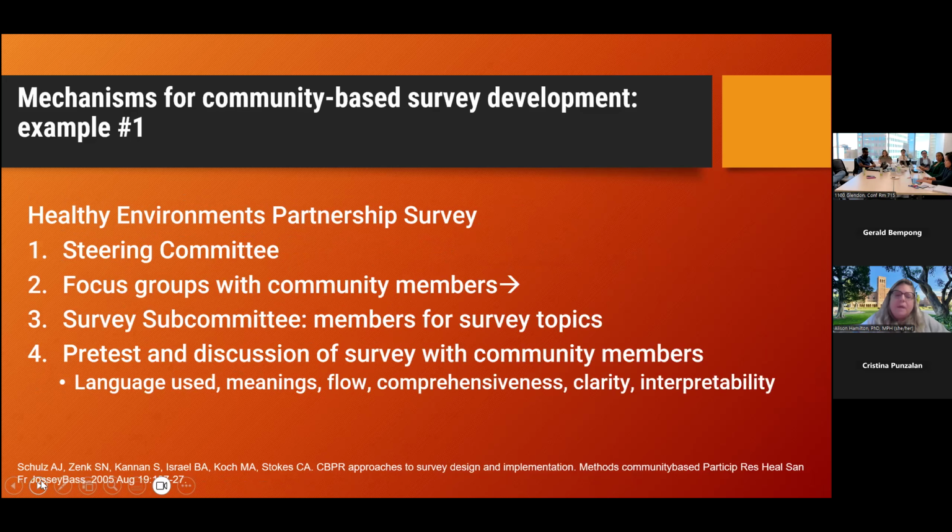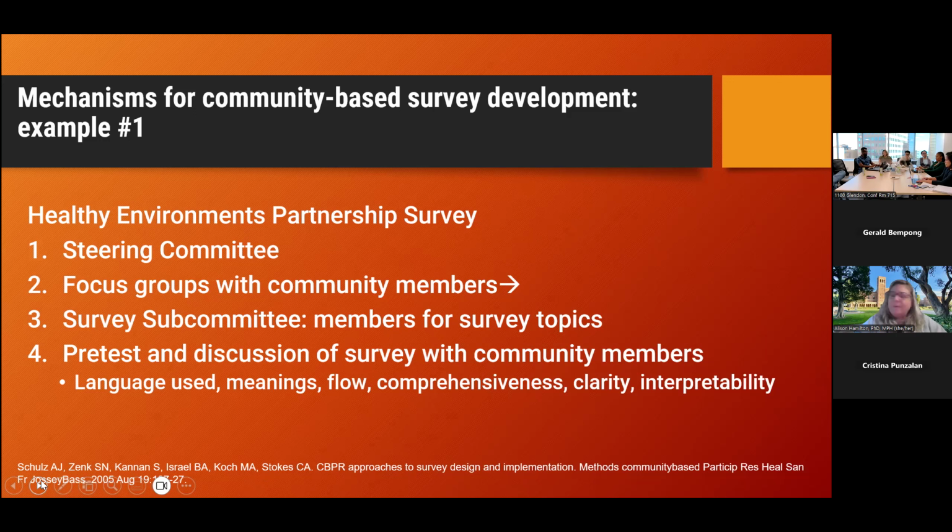In one early example of using community-based participatory research approaches to survey design, this was for the design of the Healthy Environments Partnership Survey. What they had as a structure for their approach was a steering committee that really drove the design of the survey, and they conducted multiple focus groups with community members to help think through what the survey would look like, and used those findings to bring to a survey subcommittee. So there was a subcommittee within the steering committee that took the focus group findings and divided those up across different domains or subscales of the survey that they were developing. And then they assigned different members different topics depending on their interests, their areas of expertise, et cetera. And they had a very structured process for pre-testing and discussing the survey with community members.